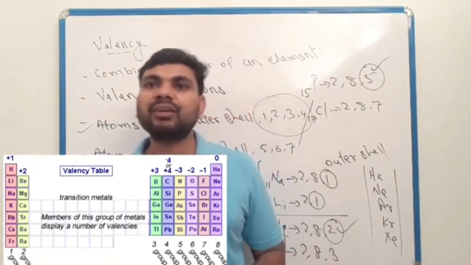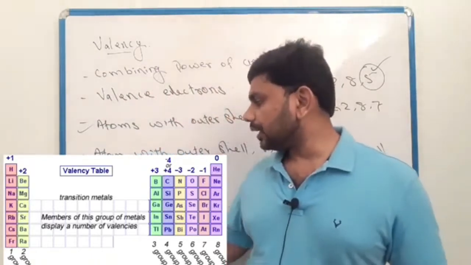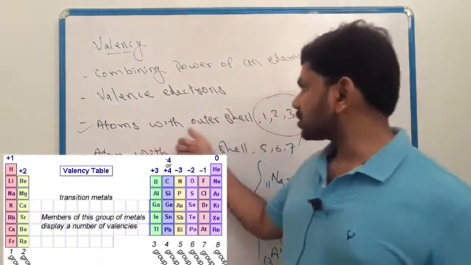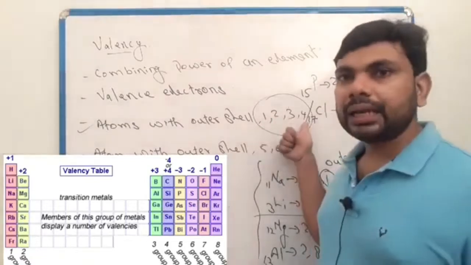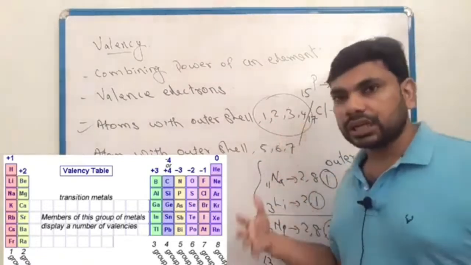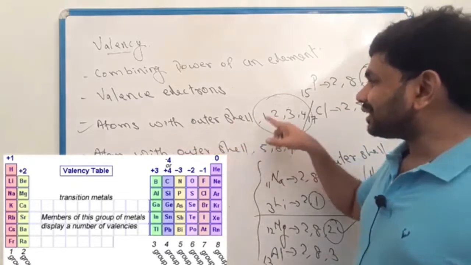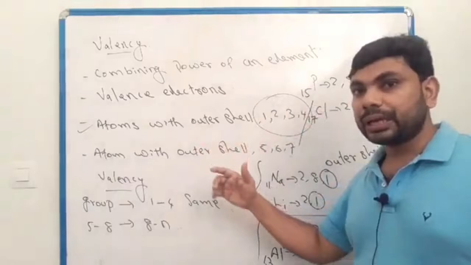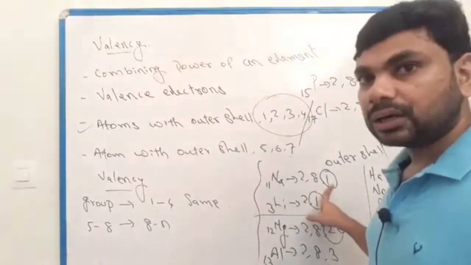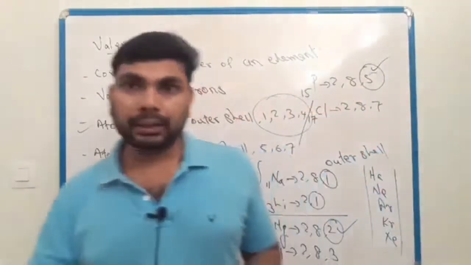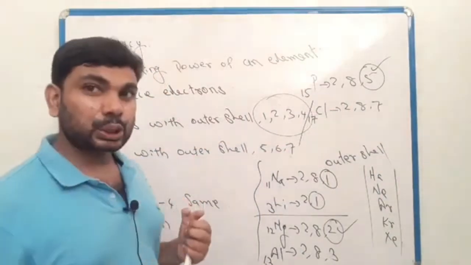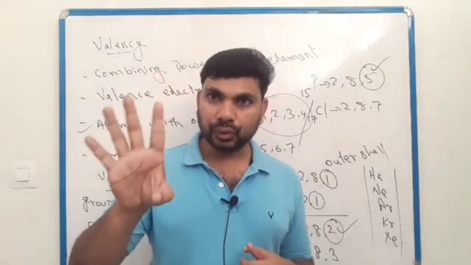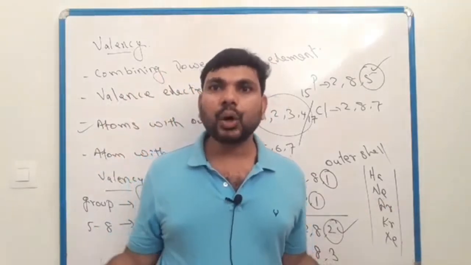Except for these elements, we can find valency accordingly. 8 minus n, if they have 5 to 8 valence electrons. For atoms with 1, 2, 3 or 4 outer shell electrons, their valency will be the same as that number. Sodium has valence electron 1, valency 1. Carbon has atomic number 6, electron arrangement 2, 4, so 4 outer shell electrons. So its valency will be 4. So you can find valency accordingly.